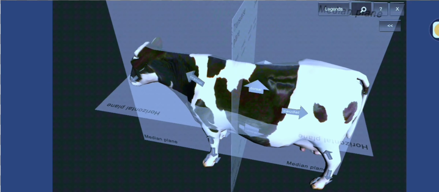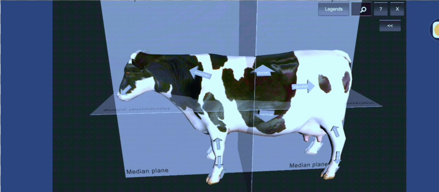When we are moving towards the head, that is the cranial side. When you are moving towards the tail, that is the caudal side. Okay, next, let me describe dorsal and ventral.